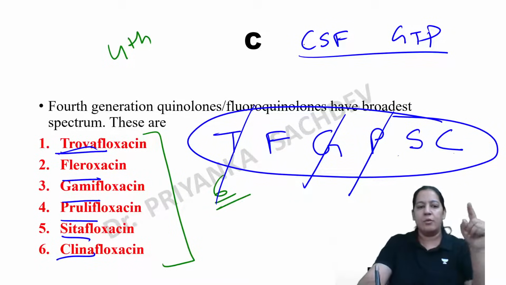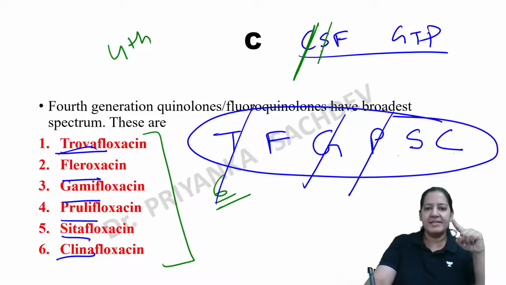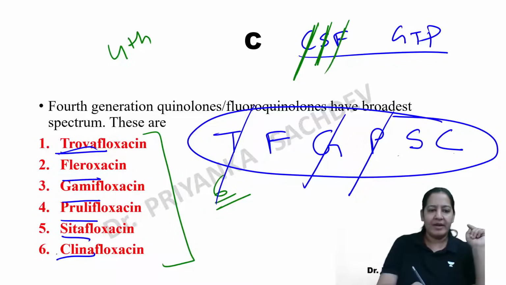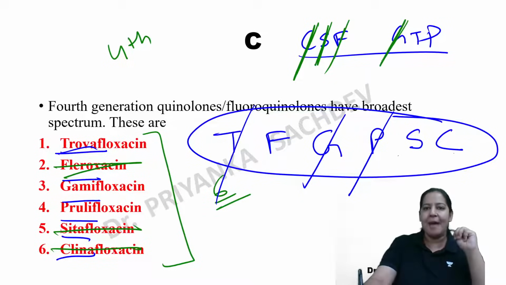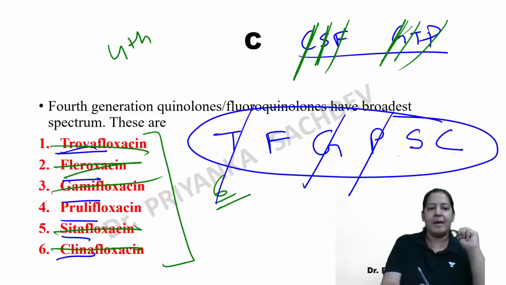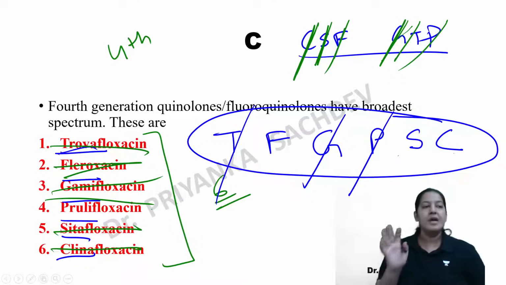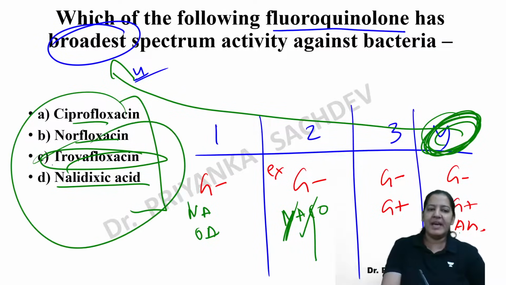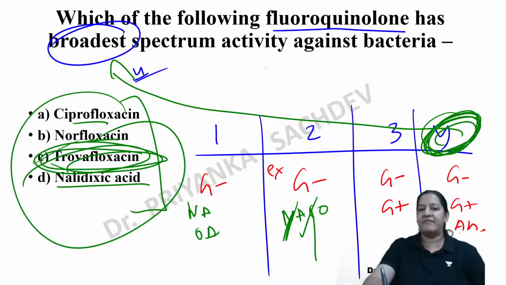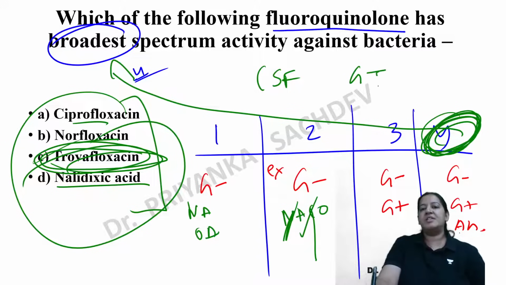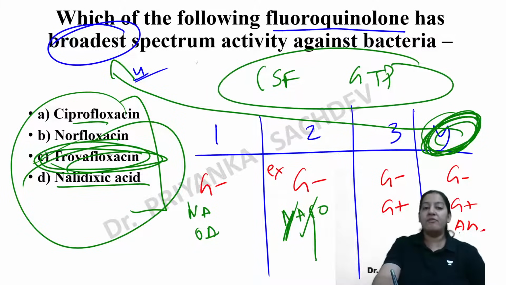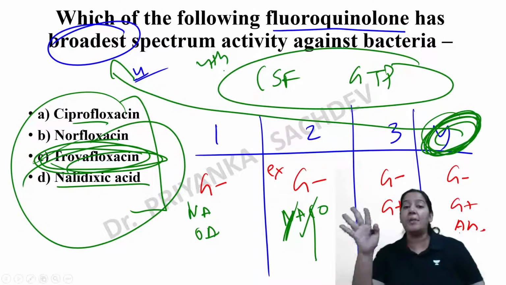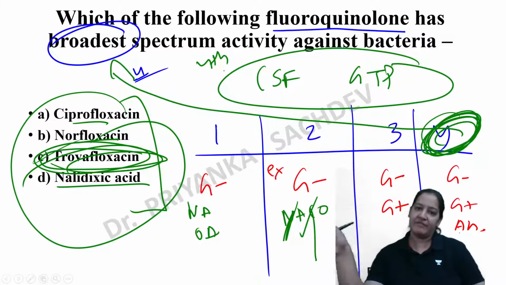Can you tell me the full form? What is CSF? It is Clina, Sita, Flero. What is GTP? It is Gami, Trova, and Pruli. So learn these 6 names. CSF, GTP, and T is coming here. Now you will never forget. CSF, GTP is the mnemonic for the 4th generation, which are the broadest acting.